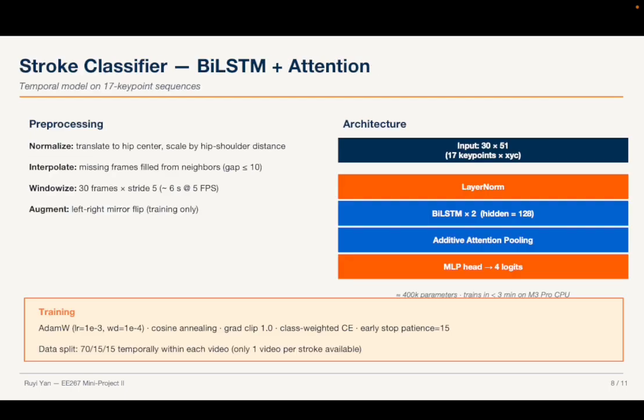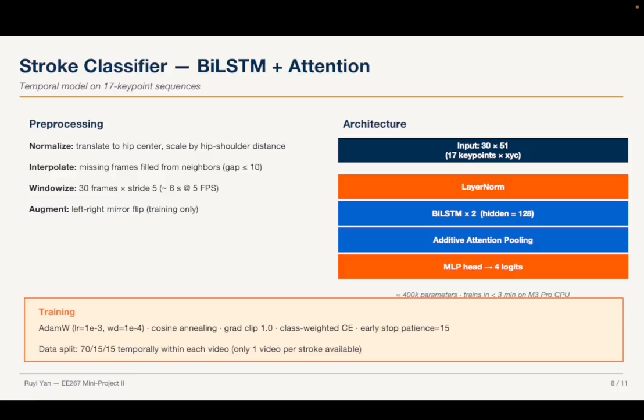Key point stream, time to classify. Input is 17 key points over 30 frames at 5 FPS. That's 6 seconds, a full stroke cycle. Pre-processing: normalized to hip center, scaled by hip-shoulder distance. Interpolate missing frames from neighbors, window into 30-frame windows with stride 5. And during training, augment with left-right mirror flips.